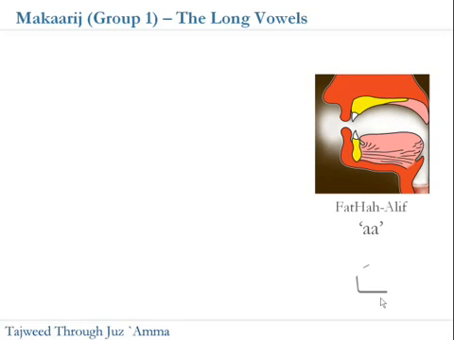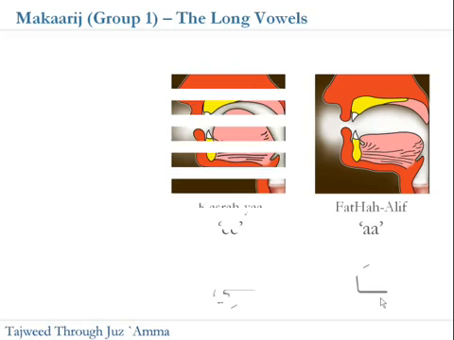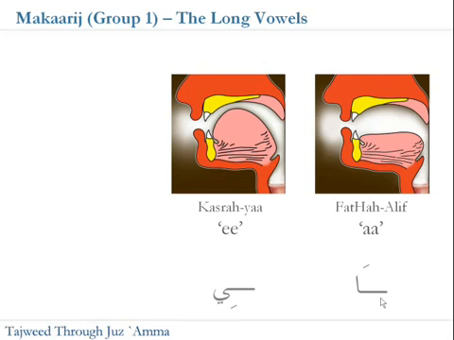So we have the fatha alif, and the diagram here is indicating that when you say the a sound, the air moves all the way up the throat, through the mouth, and out through the lips. And you'll notice your tongue goes almost completely flat all the way from the front to the back.